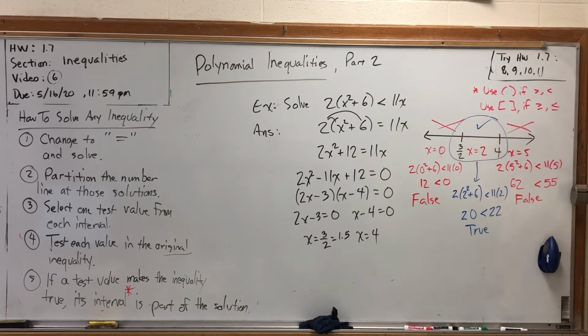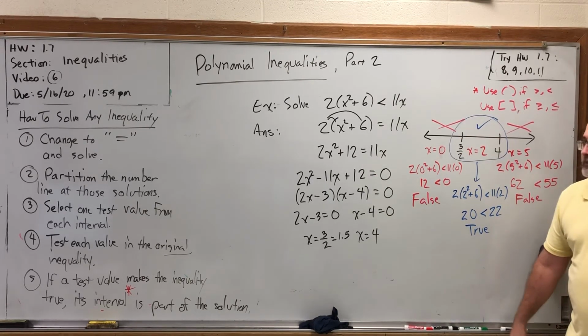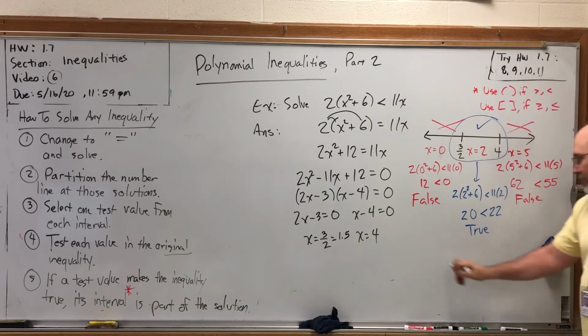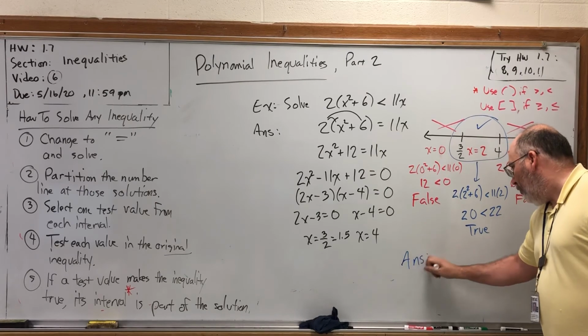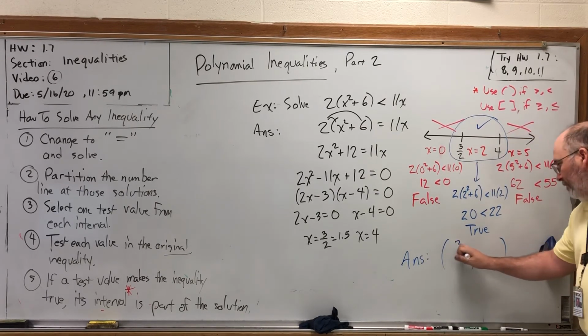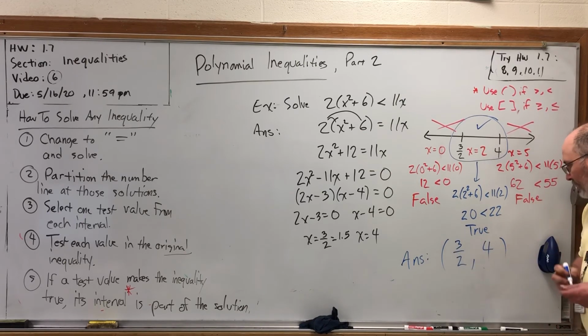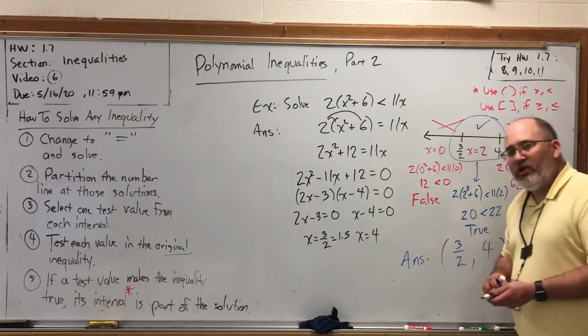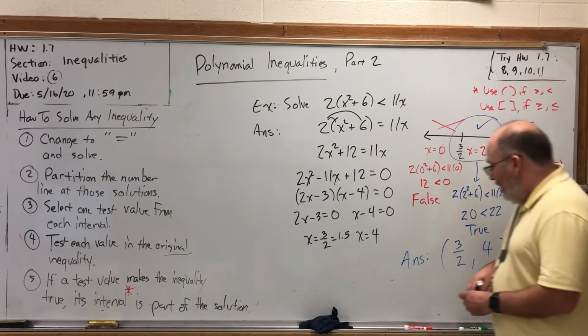Now, are we going to use parentheses or brackets? Less than means we use parentheses. So the only interval we want is the one in the middle, and the interval in the middle goes from 3/2 to 4.